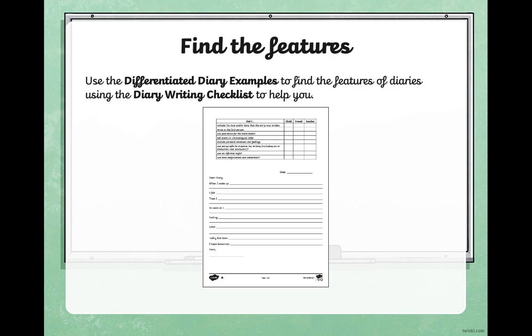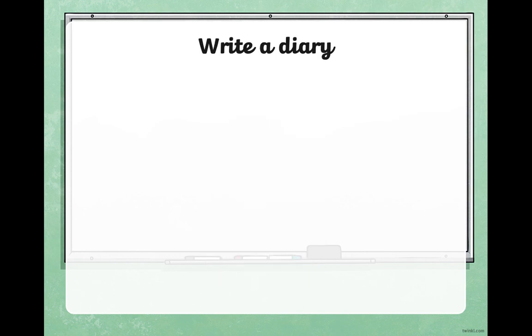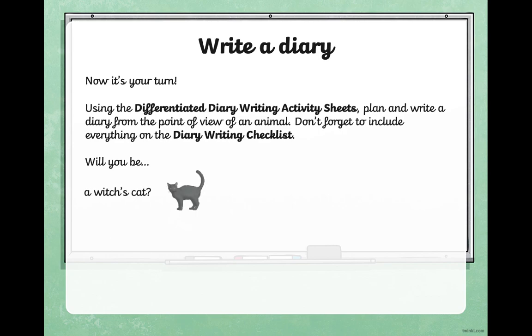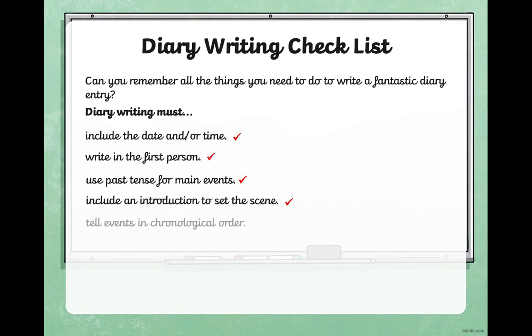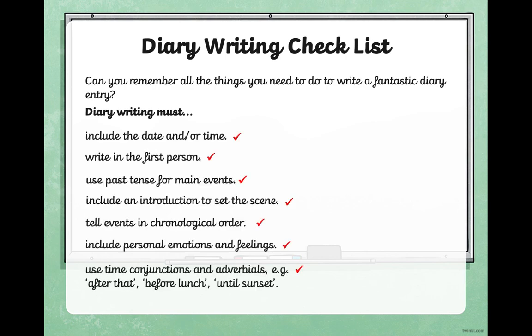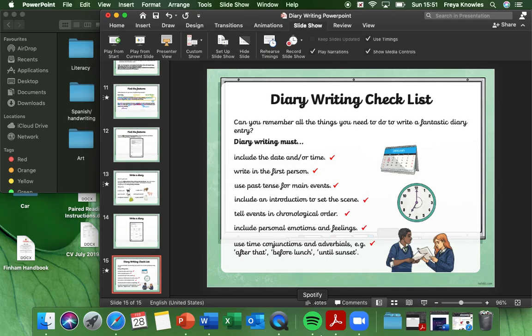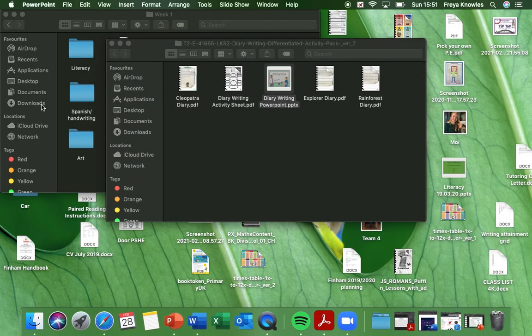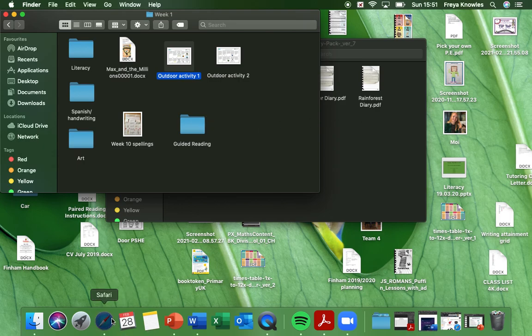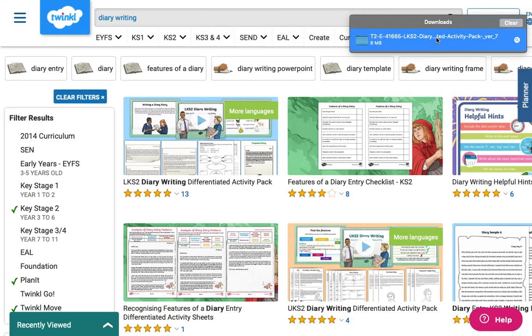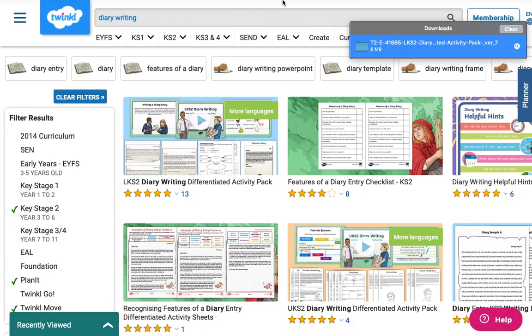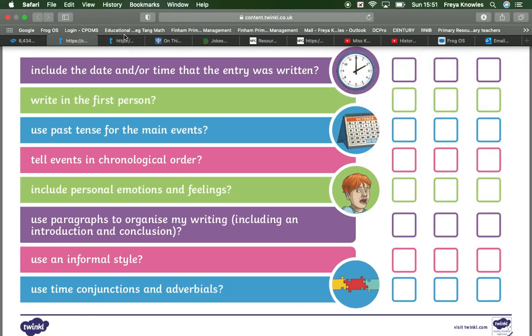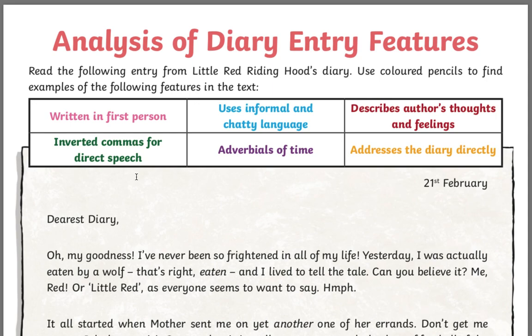Right, so we're not actually going to do this. We're going to do a slightly different diary entry. We are going to, first of all, have a look at a sheet that I found for you to do. So let me just find it. Where have I put it? No, it's not that one. Sorry guys, I've got many things open here. Ah, it's this one here. So, analysis of diary entry features.